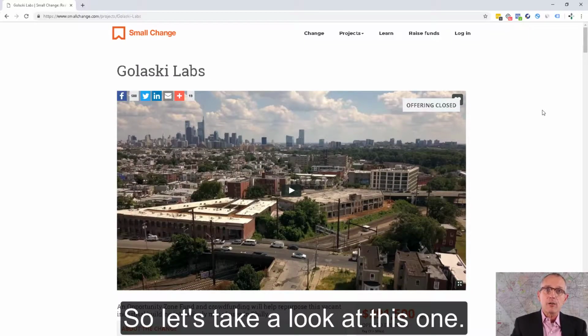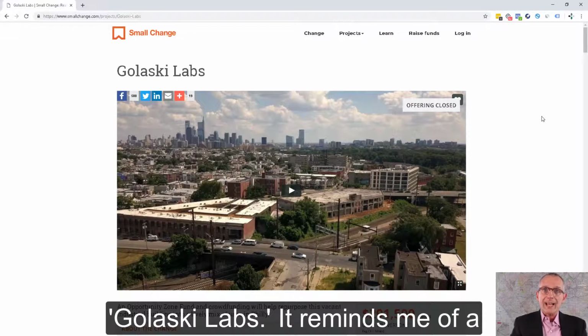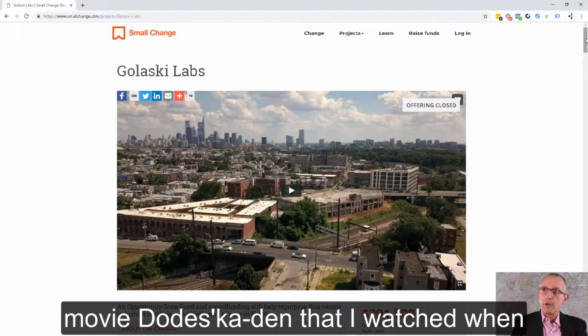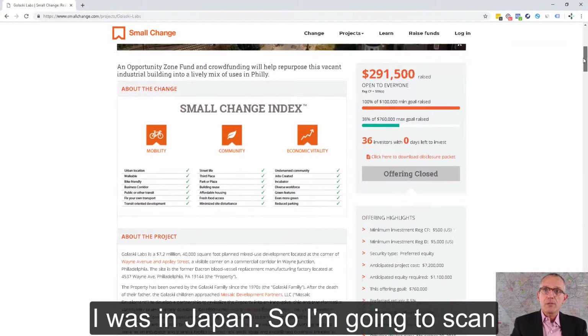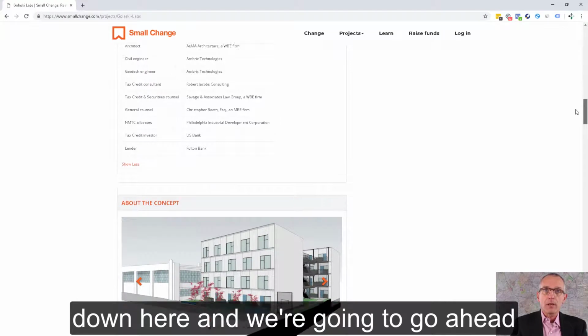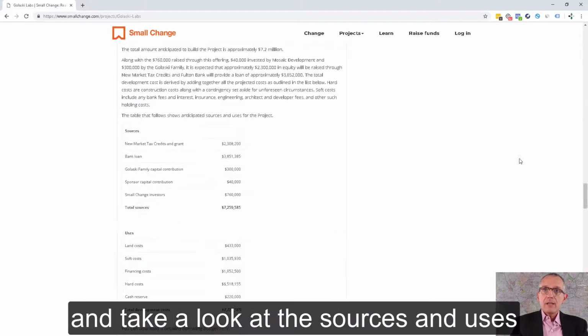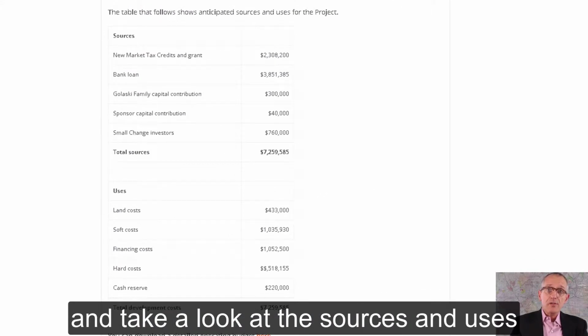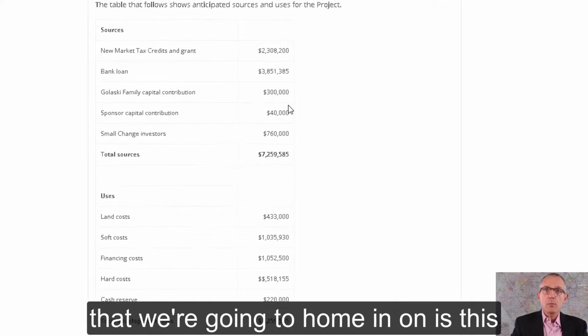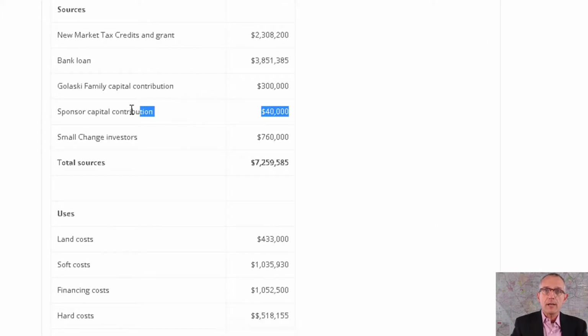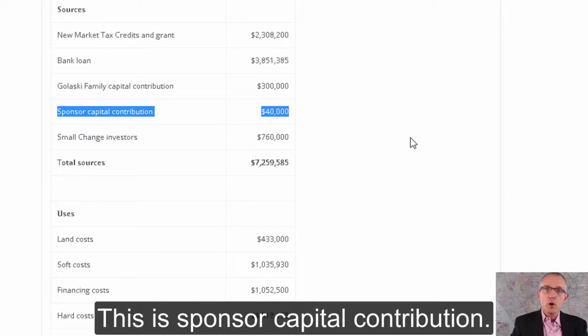All right, so let's take a look at this one. I love the name of this one, Golaski Labs. It reminds me of a movie, Godeska Den, that I watched when I was in Japan. So I'm going to scan down here and we're going to go ahead and take a look at the sources and uses of capital for the project. And the one that we're going to home in on is this one right here. This is sponsor capital contribution.